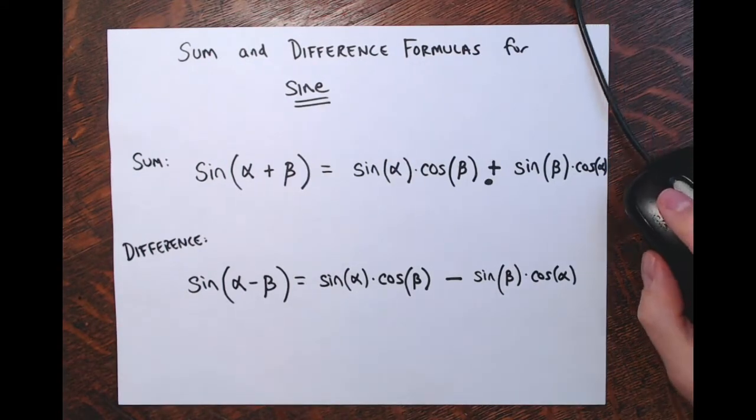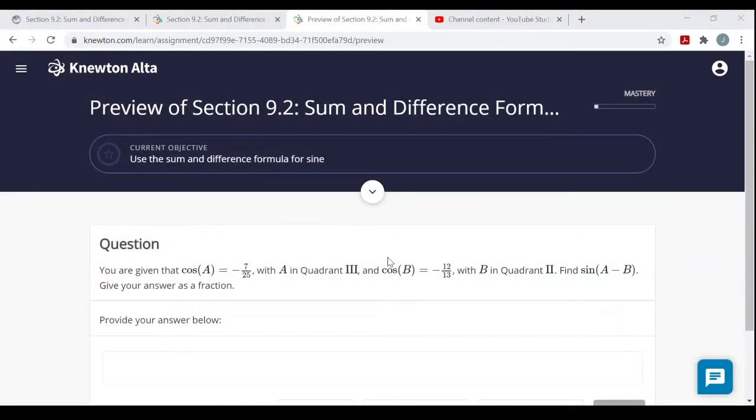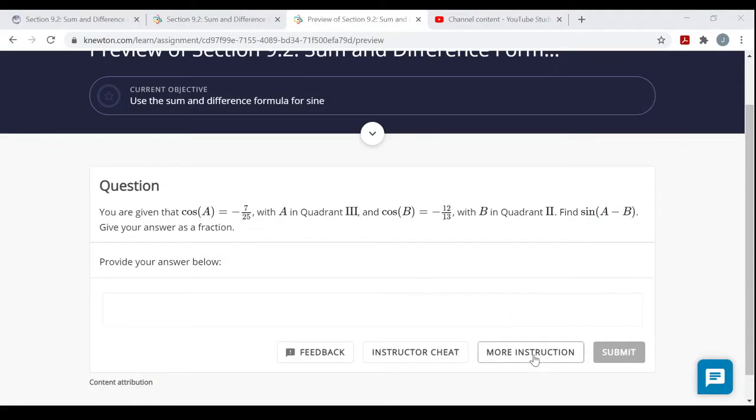See how we're going to use one of these. And again, if you want to see more, click on more instruction, look at their videos, their examples, their notes, and maybe that'll help you.